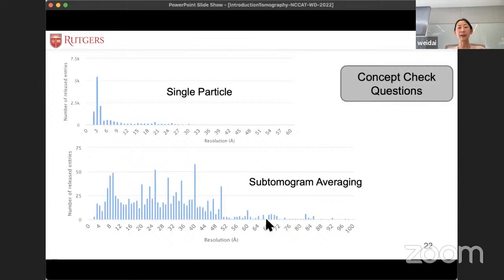So this is something for you to think about. Why is the resolution of subtomogram averaging maps much lower compared to your 3D maps from single particle analysis? Anybody want to comment on this? Okay, we can also talk about this at the end of the lecture.